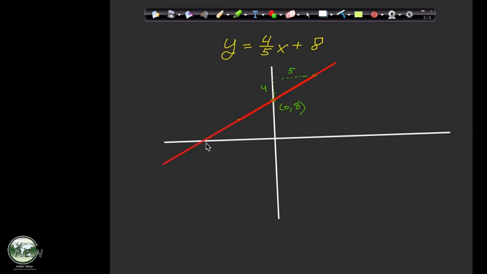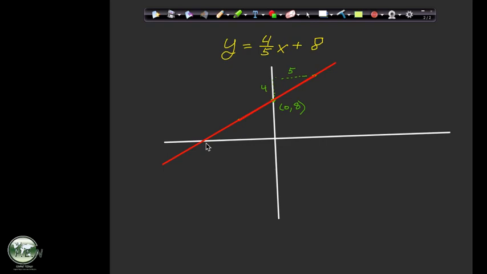So we take the starting point, which is the vertical intercept. It's going to be the number by itself. We take the number in front of the x. That's going to be our slope. And we use the ratio of it to rise and run. That gets us a second point. Connect the points. We've got our line.